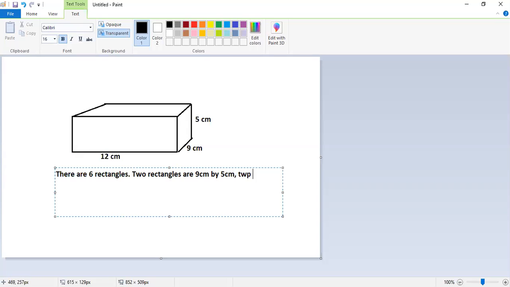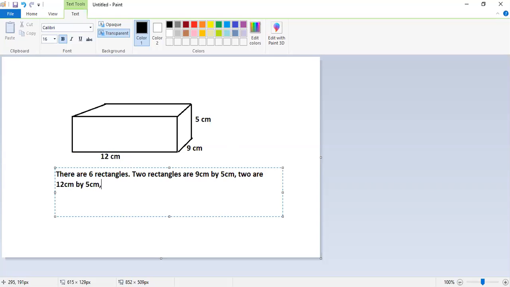So 2 are 12 centimeter by 5 centimeter, which is 12 by 5? This one, this A, usually we name this as A, right? So this is going to be 12, this is going to be 5. How is this 5? Because this is 5, the opposite side is also 5.